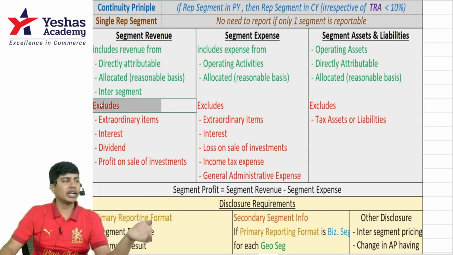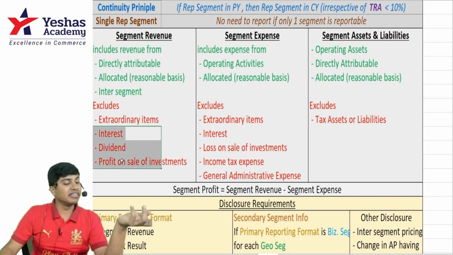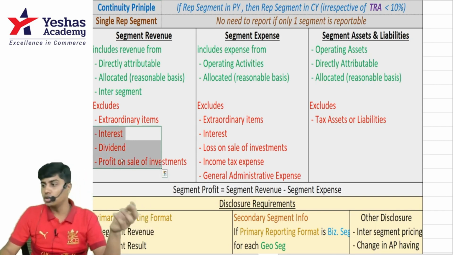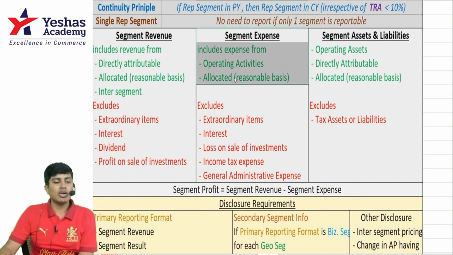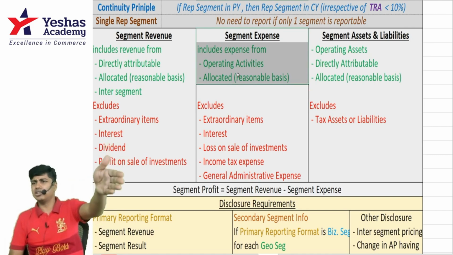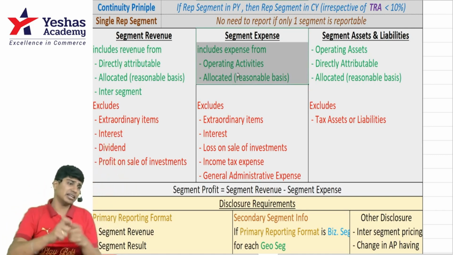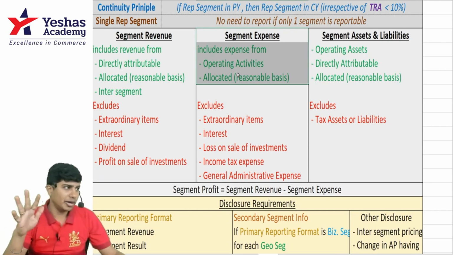What items are excluded? If there is any extraordinary item, any interest, dividend, profit on sale of assets or investments, all these are not included in your segment revenue. Now about expense. What is included? Same. Direct expense is included. Allocated expense is included. What is excluded? Extraordinary items, interest, dividend, loss on sale, income tax are all excluded.